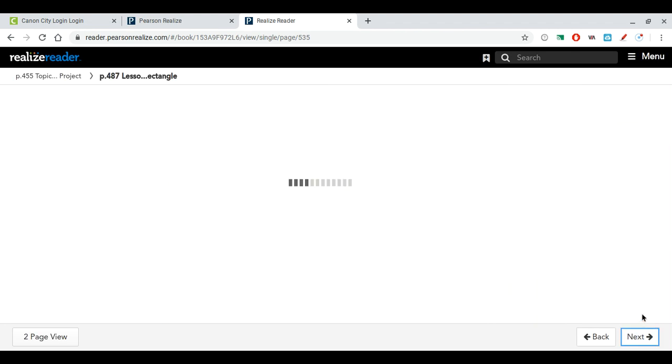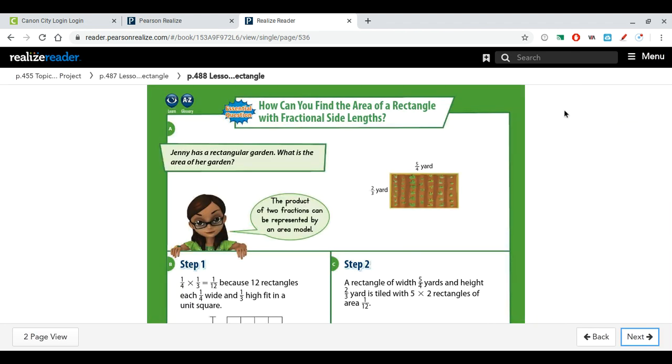Okay. All right. So moving into our visual learning, it says, how can you find the area of a rectangle with fractional side lengths? So again, looking at the fractions. So Jenny has a rectangular garden. What is the area of her garden? So if I take a look here, my first fractional measurement is 5/4 of a yard. My other fractional measurement is 2/3 of a yard.